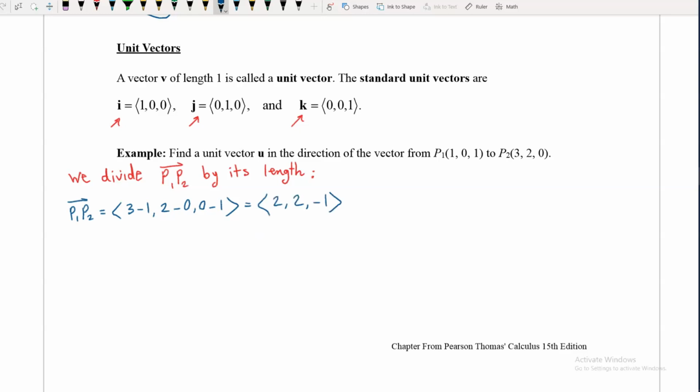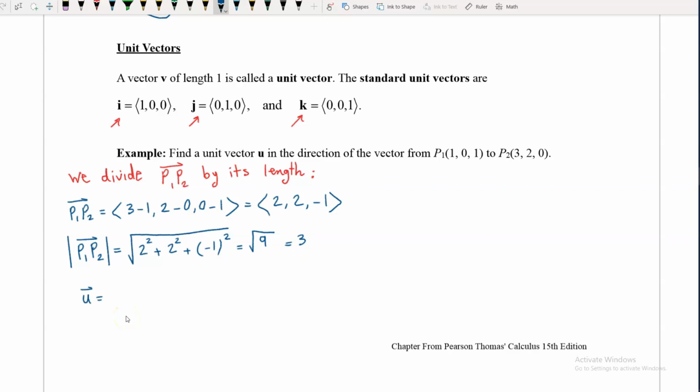This vector does not have length 1, so it's not a unit vector in the right direction. So to get the unit vector in this direction, we will find the magnitude of the vector from p1 to p2. So the magnitude of this vector is going to be the square root of the sum of the squares of the components. So we have square root of 2 squared plus 2 squared plus negative 1 squared. So here is 2 squared, here is 2 squared, and here is negative 1 squared. And this is equal to square root of 9, and that is equal to 3.